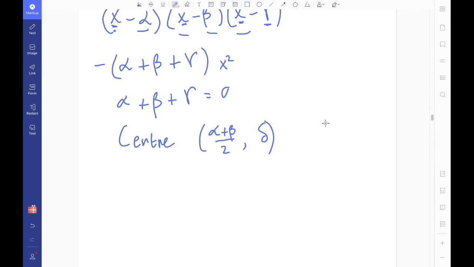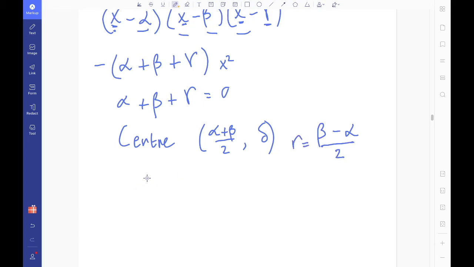let's see what the diameter would be. The length of the diameter would be beta minus alpha, because alpha is negative. You want to find that distance between those 2 points. And then if I want the radius, I need to divide that by 2. So that's equal to my radius.